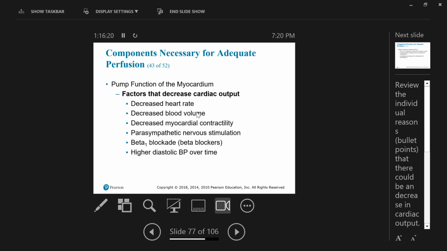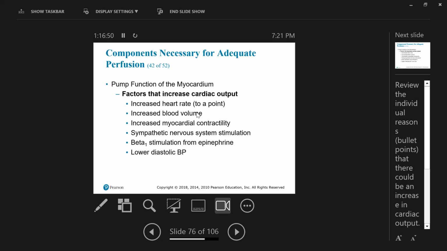Factors that decrease cardiac output: a decrease in heart rate, a decrease in blood volume, a decrease in myocardial contractility, parasympathetic stimulation (the previous one was sympathetic, this is parasympathetic), beta 1 blockade, beta blockers, and higher diastolic blood pressure. So you start thinking, well, what is diastolic and systolic? And the first one was lower diastolic blood pressure.